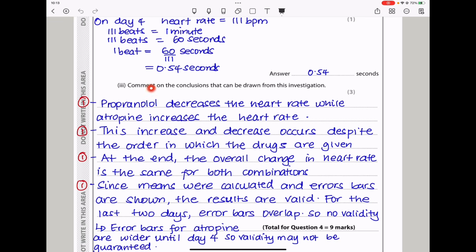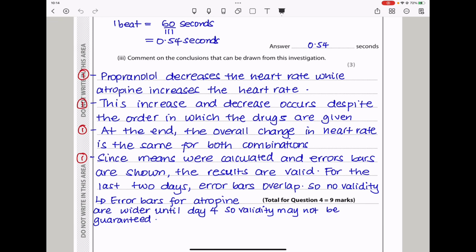And again here they said comment, so I have to talk about the validity. So I wrote, since means were calculated and error bars are shown, the results are valid. However, for the last 2 days, error bars overlap, so no validity. Also, the error bars for atropine are wider until day 4, so validity may not be guaranteed. So this brings us to the end of question 4. Let's continue to question 5.